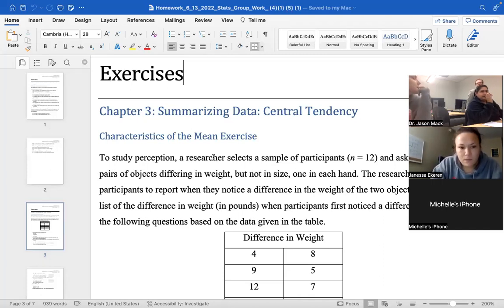So the median: how many scores do you have? You have a total of 12, so 12 plus 1 is 13, divided by 2 is 6.5. So the median is in between. See how it's at 6.5? So it's right in between.